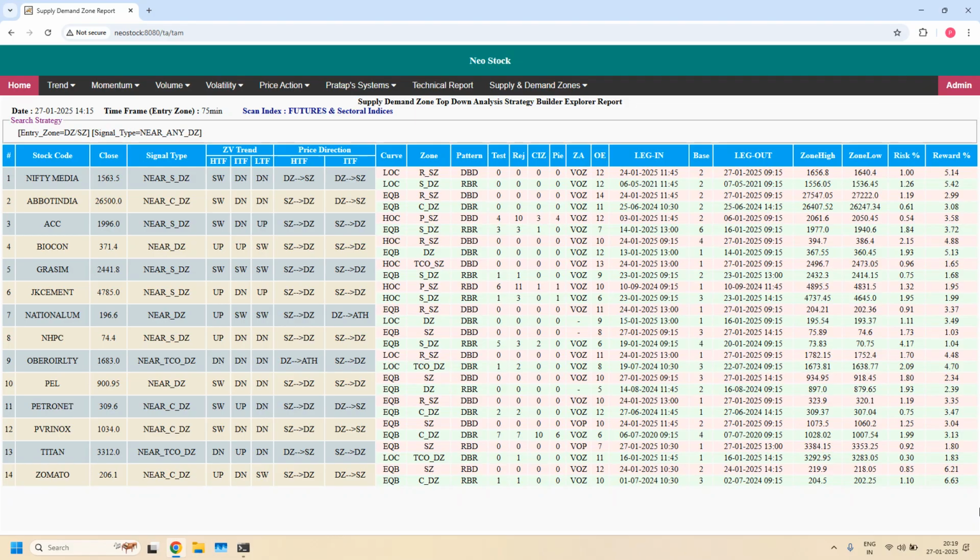We got 14 stocks. Out of these 14, how many are having a high liquidity zones? Let's verify. First one is NIFTY Media. It is not listed in F&O. I am not considering. And About India, high liquidity zone. ACC, high liquidity zone. Grasim, high liquidity zone. JK Cement is a pierced zone, so not a valid zone. Next, NHPC, high liquidity zone.